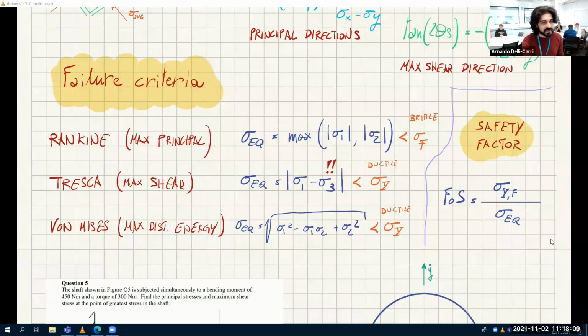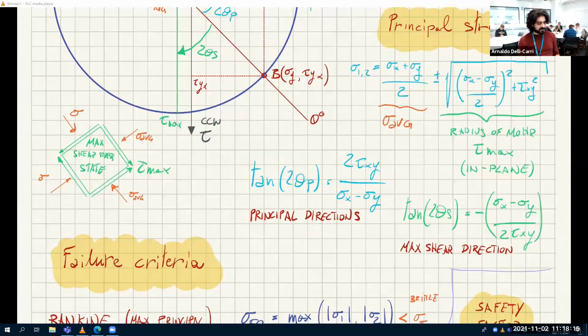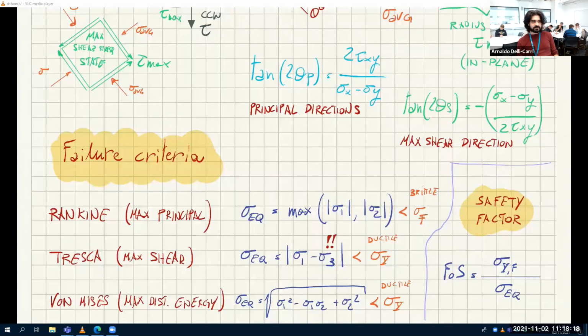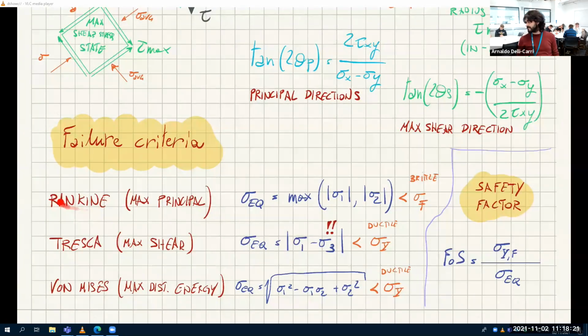The 3 inputs are sigma x, sigma y, tau xy. In fact, look at this. Rankine says the sigma equivalent is also called maximum principal stress theory, because the equivalent sigma is equal to the largest of sigma 1 and sigma 2 in absolute value. So you take the largest between sigma 1 and sigma 2, and then you spit out the equivalent sigma. And then this equivalent sigma must be smaller than the allowable stress. If this is smaller, the structure is safe. If this is greater, the structure has failed.